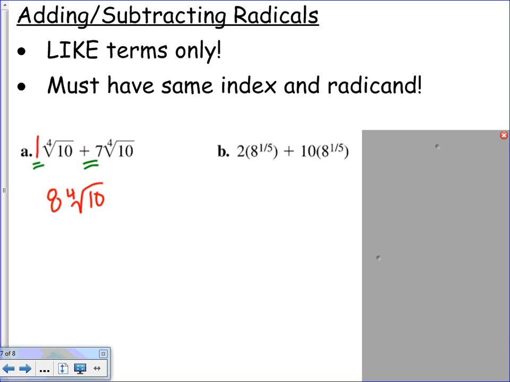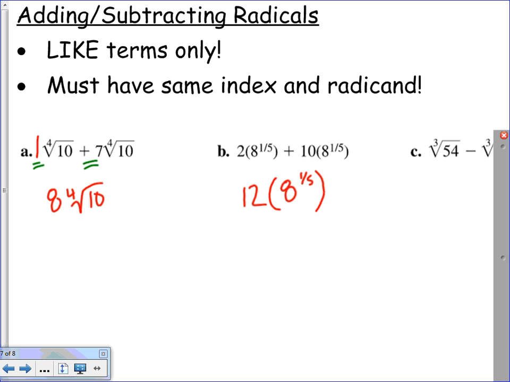I don't always have to have them looking like radicals because we now know they can look like rational exponents. So I could apply this to rational exponents too. I have 2 8 to the 1/5 plus 10 8 to the 1/5. How many 8 to the 1/5 are there? 12 8 to the 1/5. Notice they do not become 16 to the 1/5 or 16 to the 2/5. There's no other addition and subtraction other than how many of those things I have. So remember, in math, you have to decide what are the things that you're adding. Okay, and keep the things as they are.